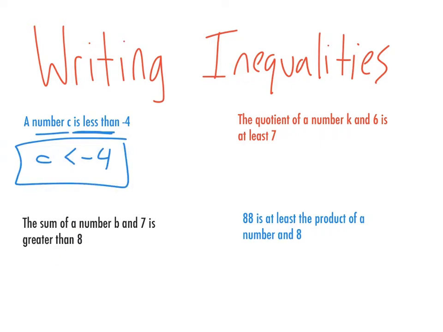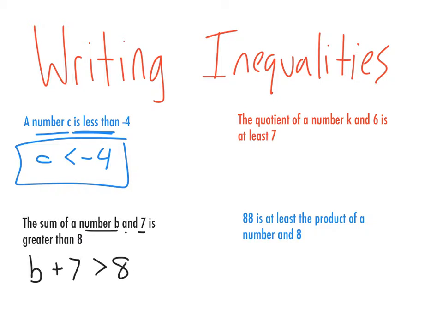How about this one? The sum of a number B and 7 is greater than 8. Well, the sum is the first thing we see. The sum of what? A number B and 7, so B is going to go there, and 7 is greater than 8, so greater than opens to the left, and you get an 8.